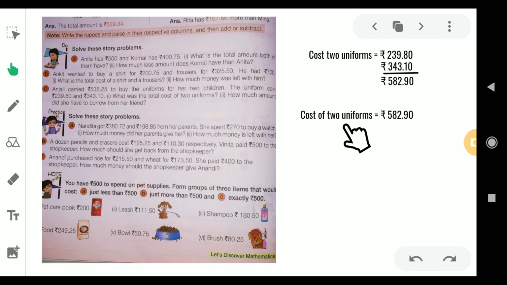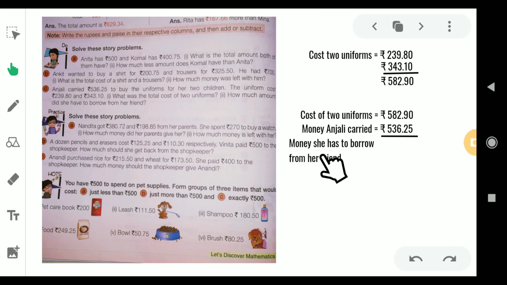So for that, the cost of two uniforms is 582 rupees 90 paise, but this is the money she has carried in her purse. So when you subtract the money carried by Anjali from the cost of two uniforms, that is 582 rupees 90 paise, it will be the money she has to borrow from her friend, which will be 46 rupees 65 paise. Which means she fell short by 46 rupees 65 paise in order to buy these two uniforms, which cost 582 rupees 90 paise. Next question.